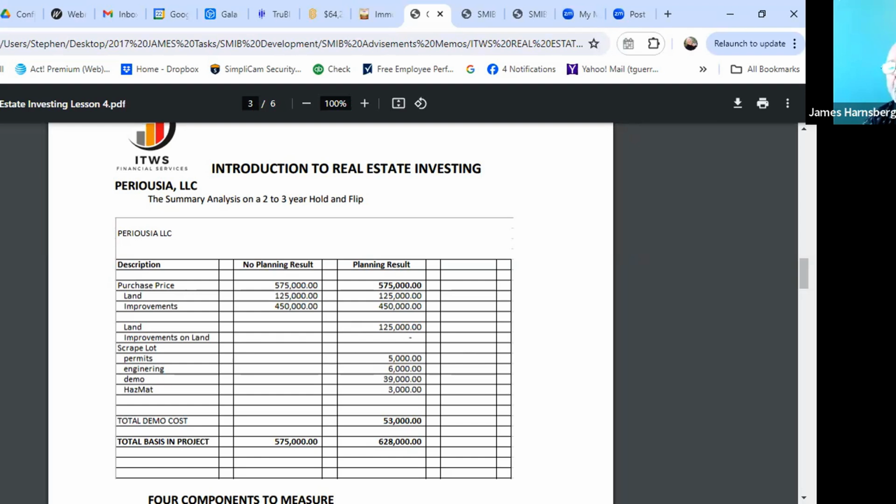And the city came back and said, no, you can't add another unit or build a separate unit. The property qualifies where you could build 14 units on the property. So using the highest and best use approach value, we took the 14 units and we said, what is the land value if I had a lot that was a vacant lot and I could build 14 units?